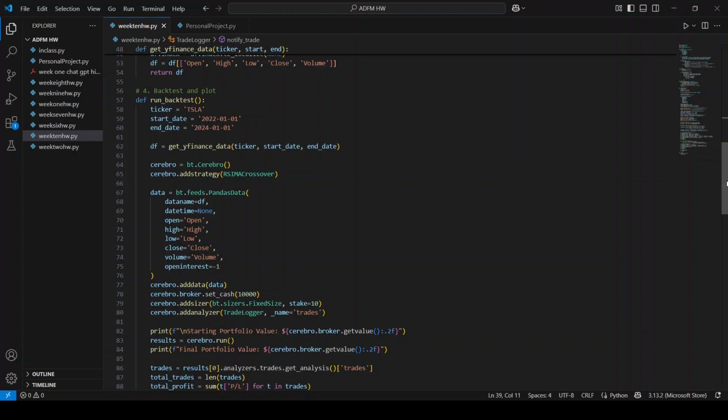Line 56, we start our backtest and we're going to start our plotting. On 57 we're running the backtest. Lines 58 through 60, here we're setting the stock and the date ranges. On 64, Cerebro is creating the Backtrader engine, and on the line after that, 65, we're adding our RSI MA strategy to it. Then on 67, we wrap up our data into a format that Backtrader will be able to understand.